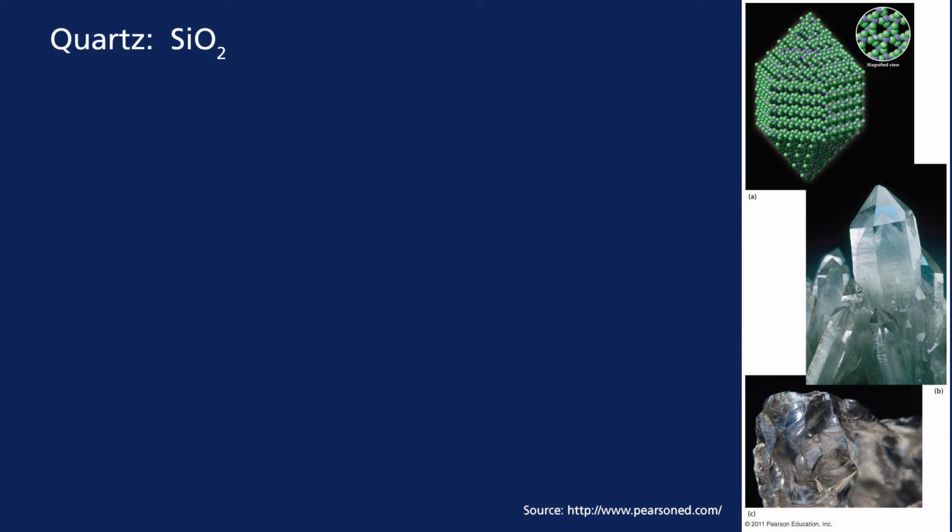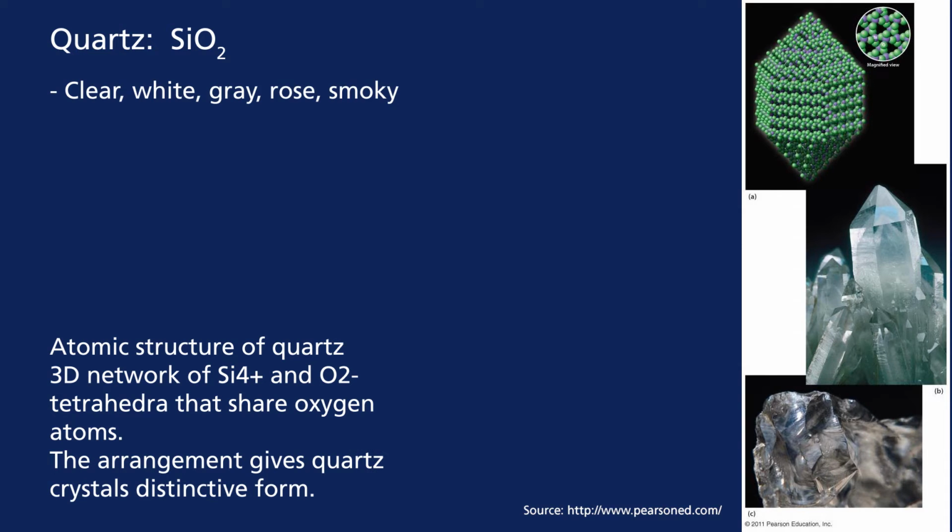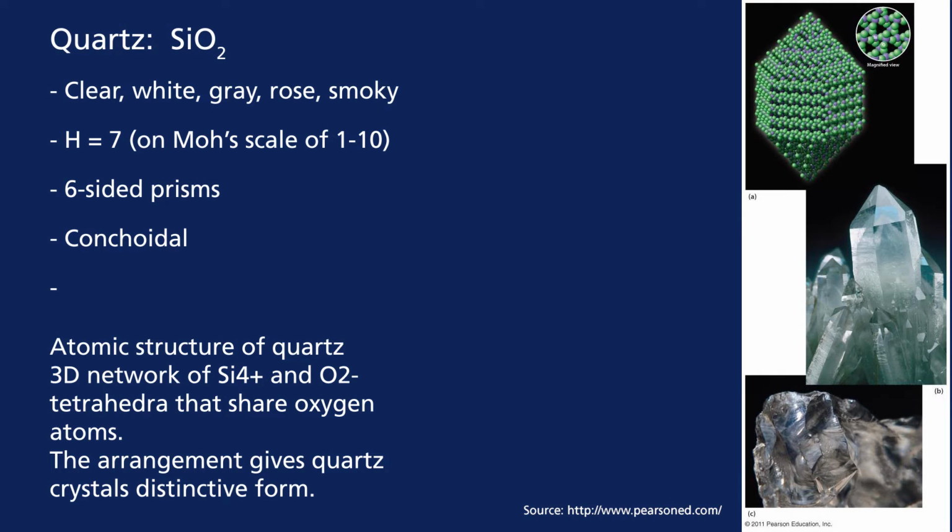So the chain, a double chain, and lastly, a sheet. Quartz is slightly different. Quartz is 2 oxygens and 1 silicon. It is most often clear, white, gray, sometimes rose-colored and smoky. It's approximately 7 on the Mohs scale of hardness, which is pretty hard. It's a 6-sided prism, as you see in figure A. It has a conchoidal fracture. It is not chemically reactive.